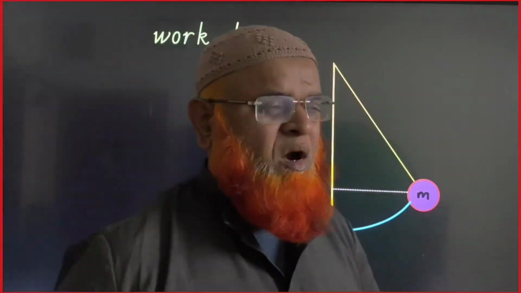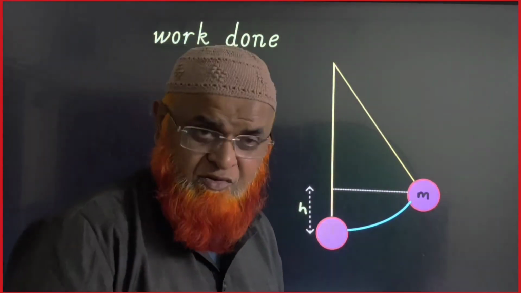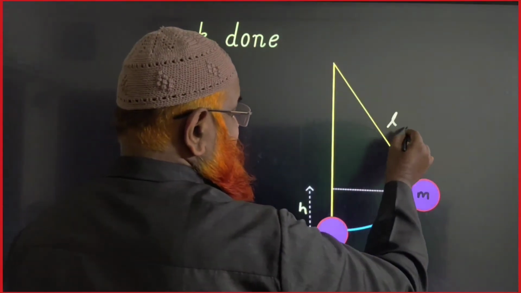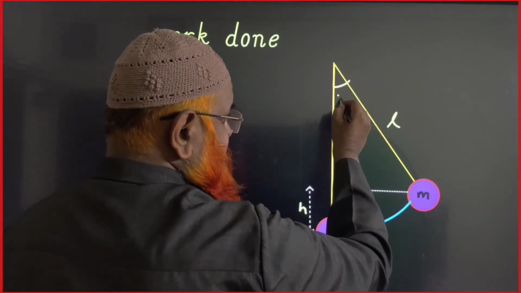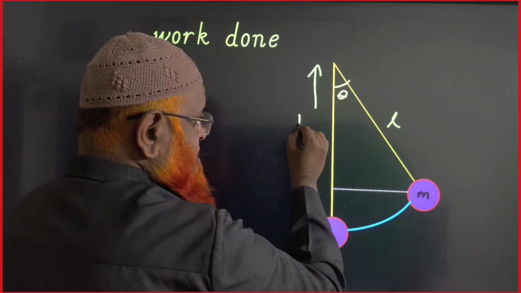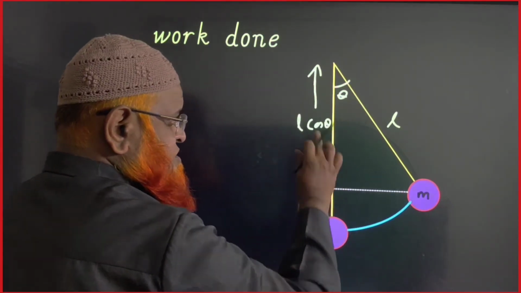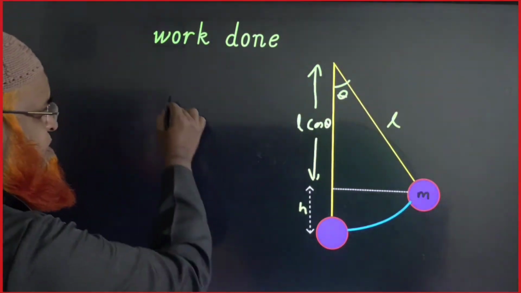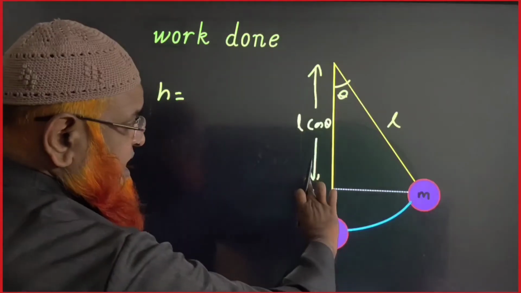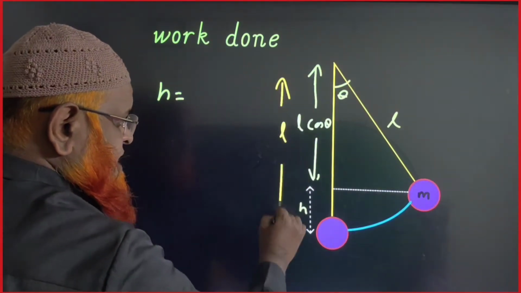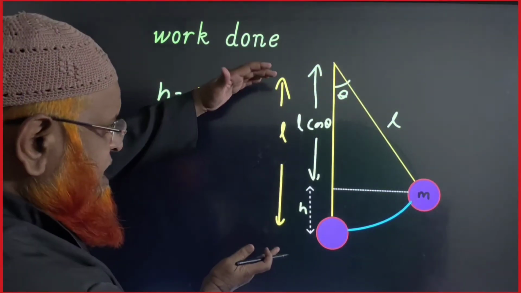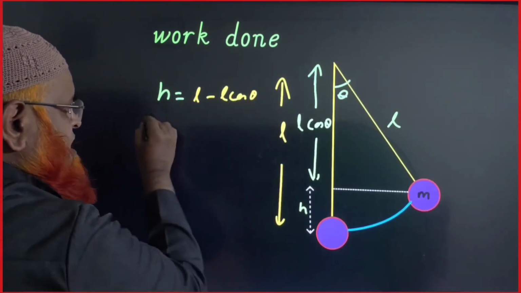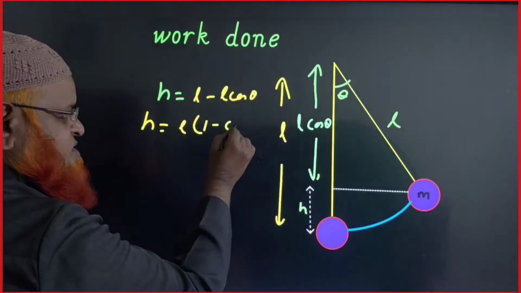Thank you. My dear students, what is the work done in lifting a pendulum to a certain height h? So this is the height h. What is the work done in that case? You all know this is length L, making angle theta. That means this part is going to be L cos theta, the component of the length here. You have to find out h. The total length is L, so L minus L cos theta gives you height h. So h is equal to L into 1 minus cos theta.